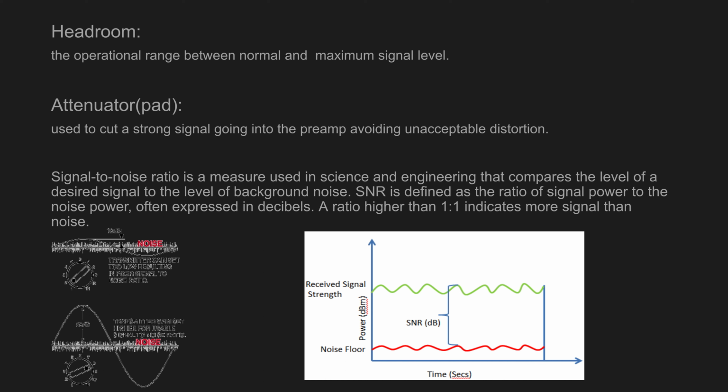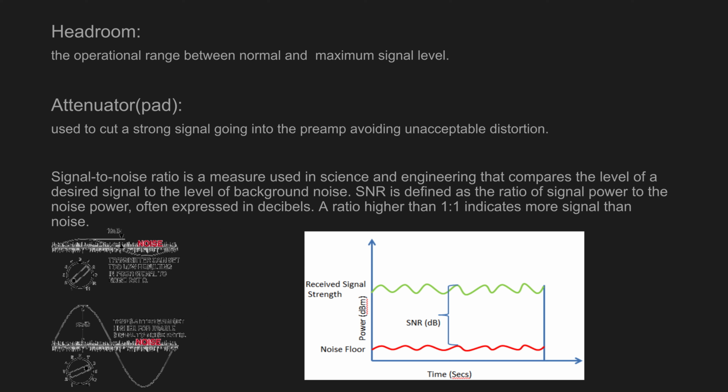An attenuator or pad is used to cut a strong signal going into the preamp to avoid unacceptable distortion. So if you have a very hot mic, say a small diaphragm condenser, a lot of them will have a pad on it or an attenuator that will bring the level down, say negative 20 dB. So whatever's hitting that preamp is going to be attenuated 20 dB down from what it would have been normally. And if you have a very hot signal, this could help to not have distortion going into your preamp.